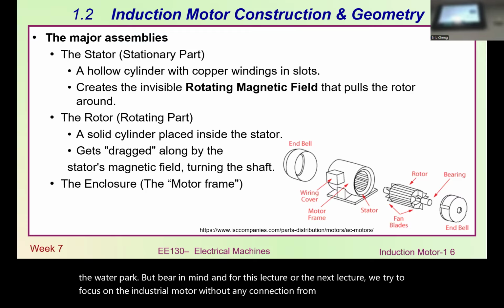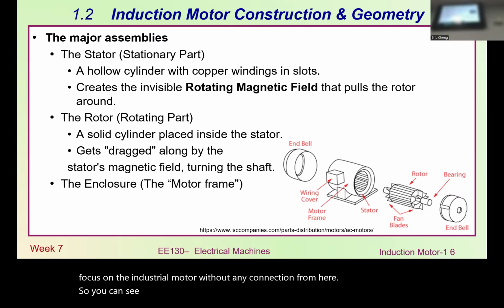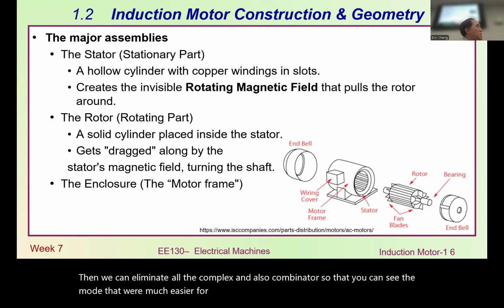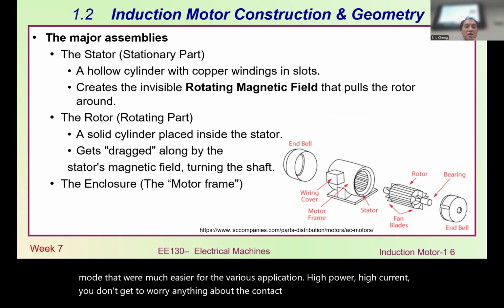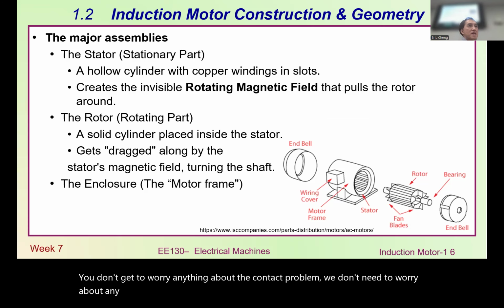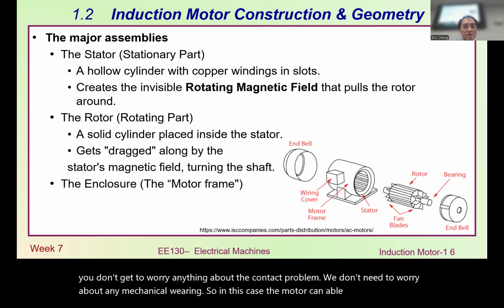So you can see that without any connection from the rotor, we can eliminate the common brush and also the commutator. So you can see the motor will be much easier for various applications, high power, high current. We don't need to worry anything about the contact problem. We don't need to worry about any mechanical wearing. So in this case, the motor is able to work by itself without too much maintenance.